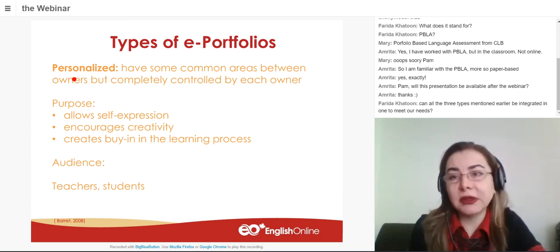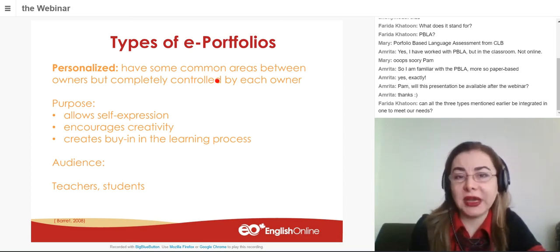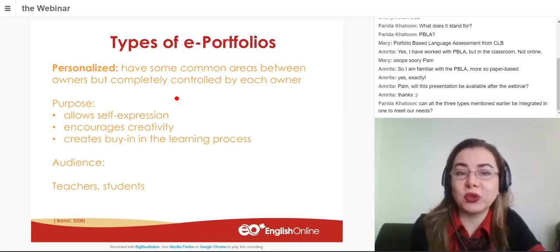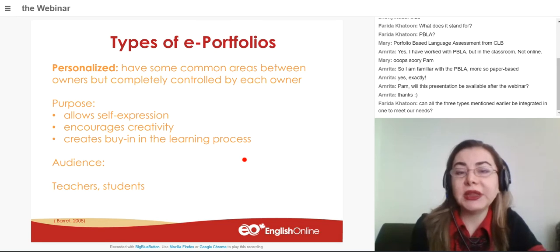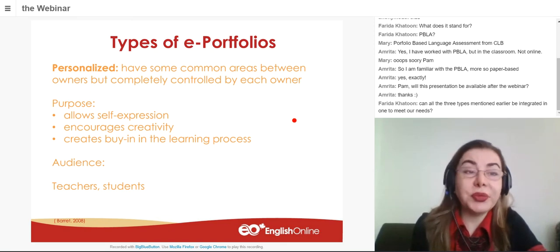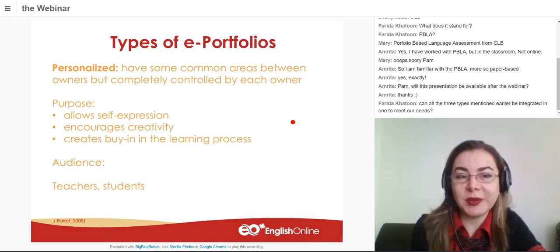And the second common one is the personalized, where each owner has all the control over what he or she selects to use. So the purpose here is to allow self-expression, encourage creativity, and definitely create buy-in in the learning process, which is what e-portfolios are trying to address, to encourage learners to be motivated, which we'll see in the benefits coming next.